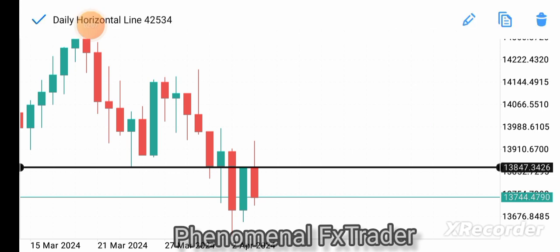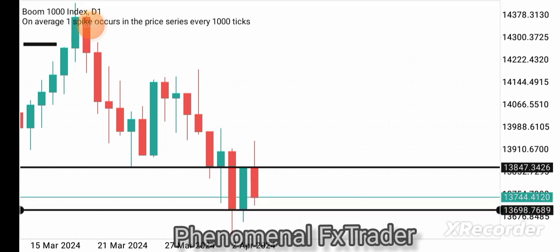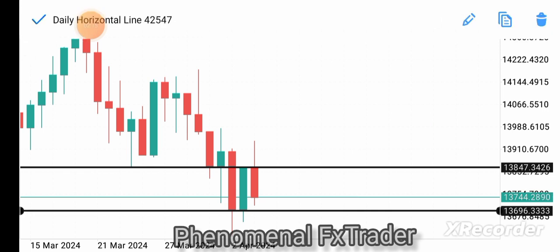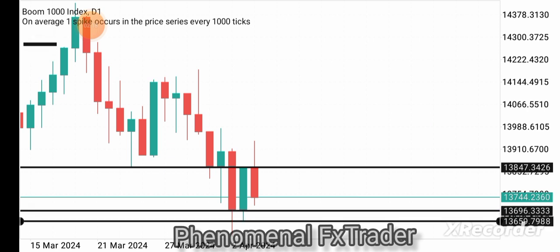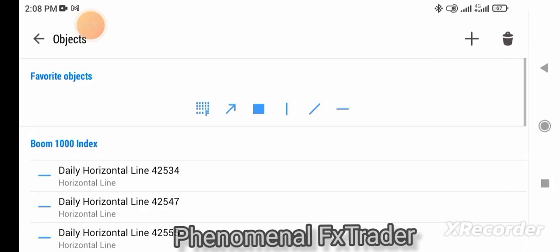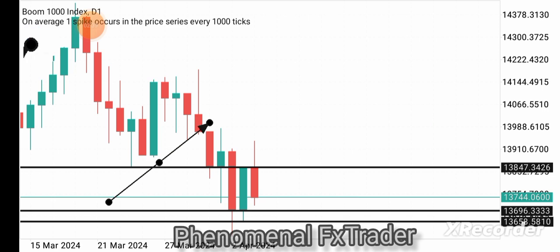Then I also duplicate this line to mark where the previous day's candlestick opened, which is right here. And I'll also mark out where the previous day's candlestick high and low was. Now you can see that immediately after the close of the previous day's candlestick, the market decided to go up first.